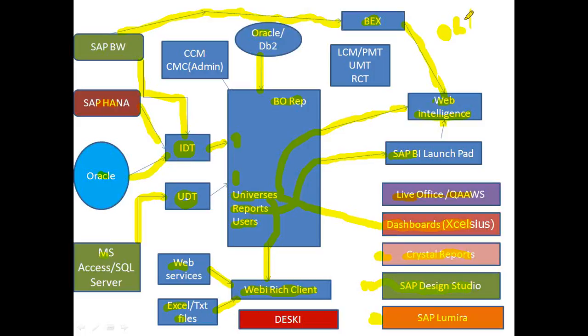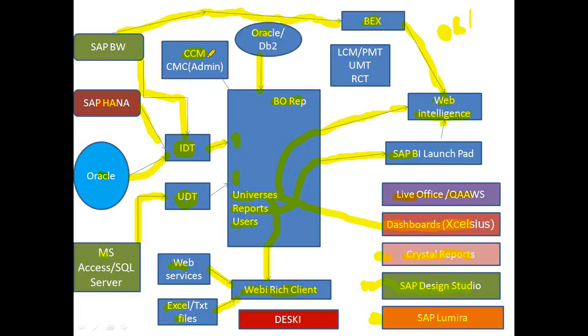Okay, thank you. So coming to the admin part, we are going to cover the end-to-end administration part. We will also cover how the administrator works in the Business Objects tool. CCM, the Central Configuration Manager, is taken care of by the administrator. CCM is the Central Configuration Manager.